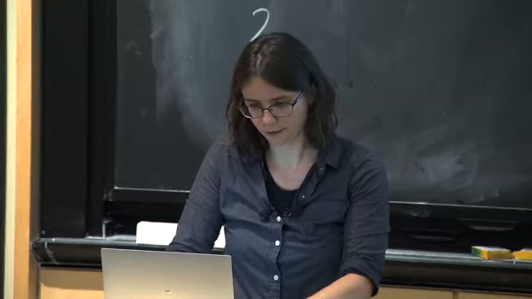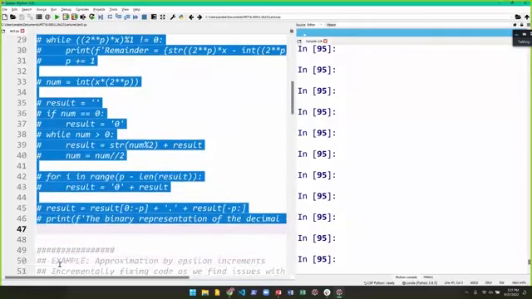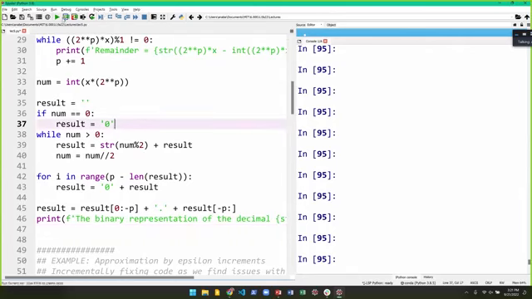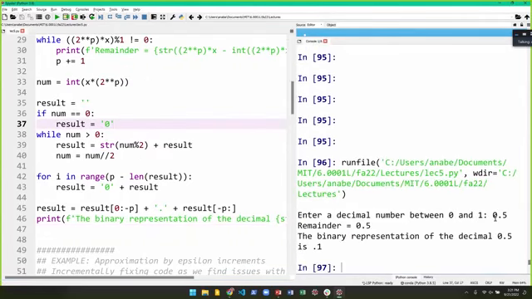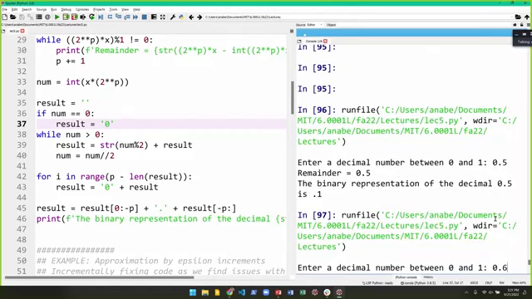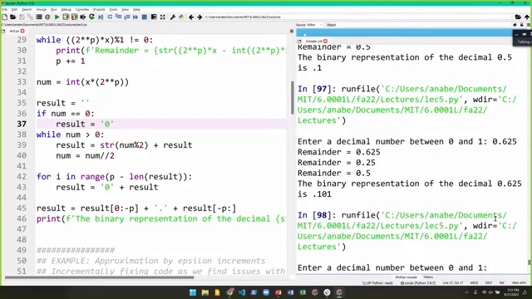So here's the code. And we can run it. So 0.5, the representation is 0.1. 0.625, which is what we had just done. The representation is 0.101, right? And we can play around with a bunch of these values.